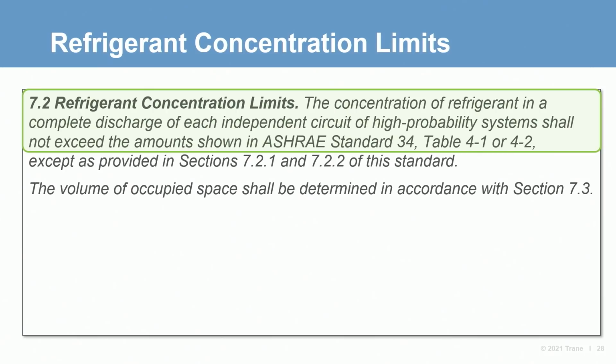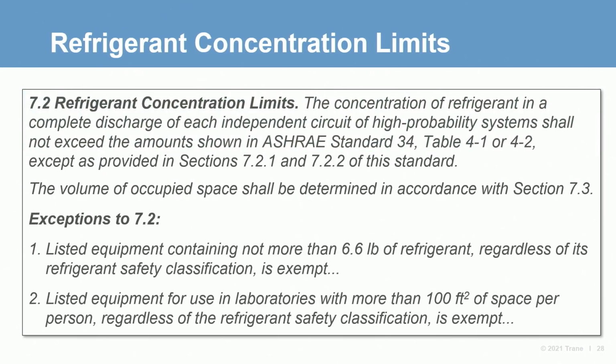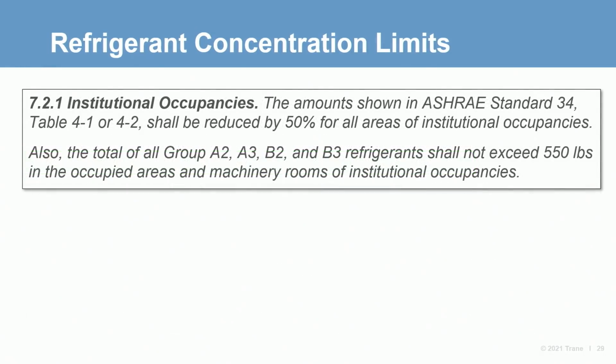Now, I'll come back to this, but first, note that again, self-contained systems with small refrigerant charges and certain laboratory spaces are exempt here also. And then there are these two subsections that include other exceptions. In the first, if the space is classified as an institutional occupancy, the RCL amount is actually cut in half. That is, the refrigerant concentration resulting from a discharge cannot exceed 50% of the RCL. Now recall that this category includes facilities where occupants may have difficulty evacuating, so this concentration limit is more restrictive.